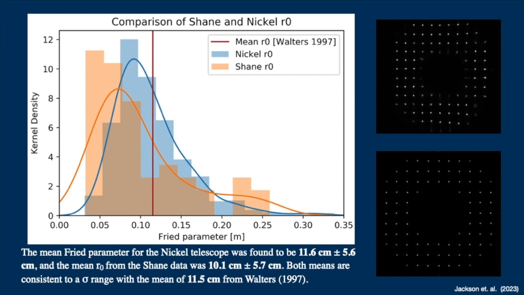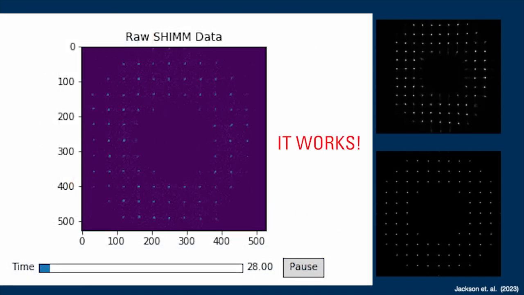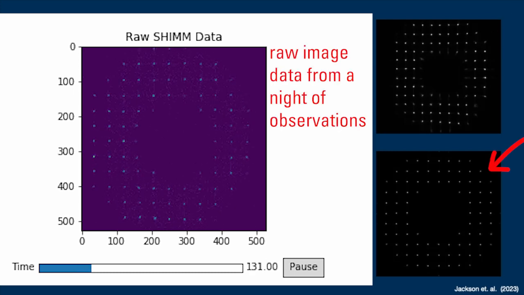And then the red line is the mean Fried parameter for the entire Lick Observatory, previously determined in a paper from 1997. All of our values are consistent, which means that our instrument is working as we would expect it to, which is really exciting. Then on the right, at the top, is an image of our first light detected from SHIMM on the Nickel, and on the bottom is an image from our HCIPy simulation of the SHIMM.